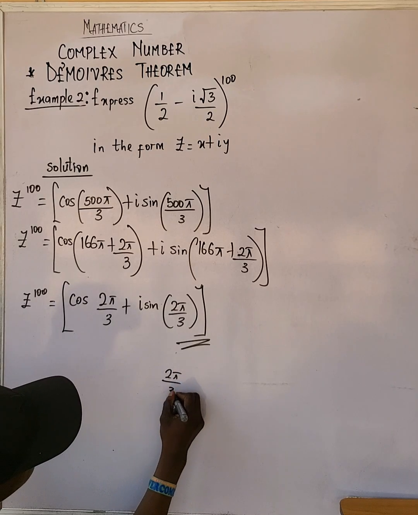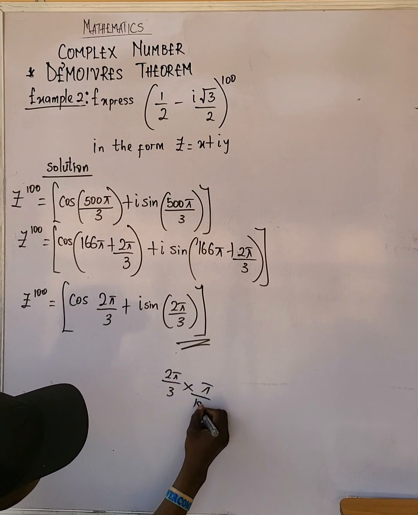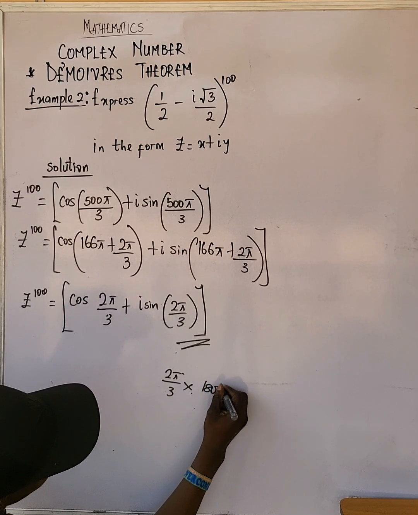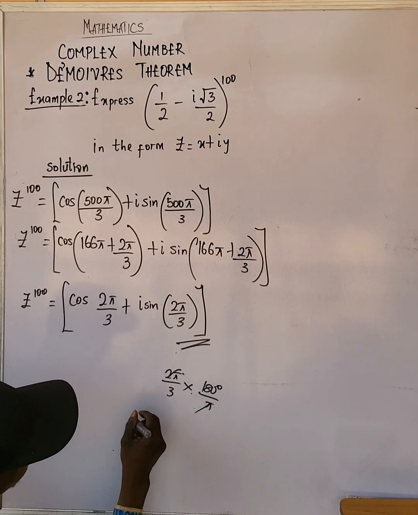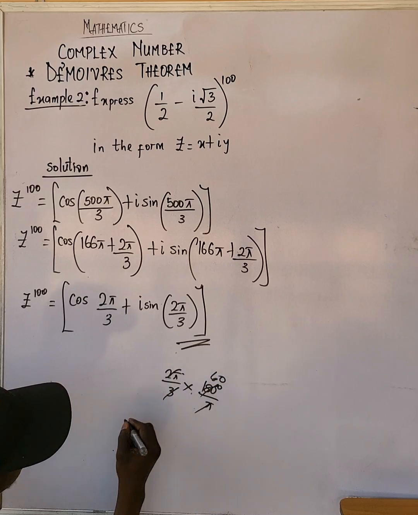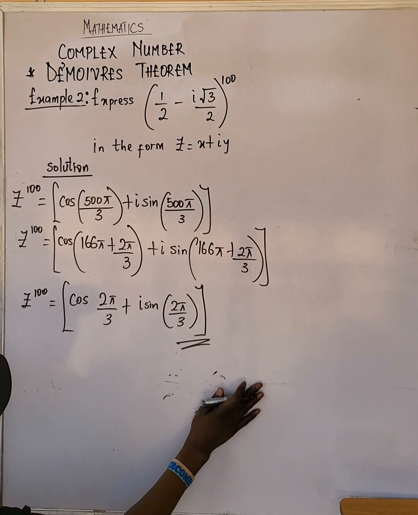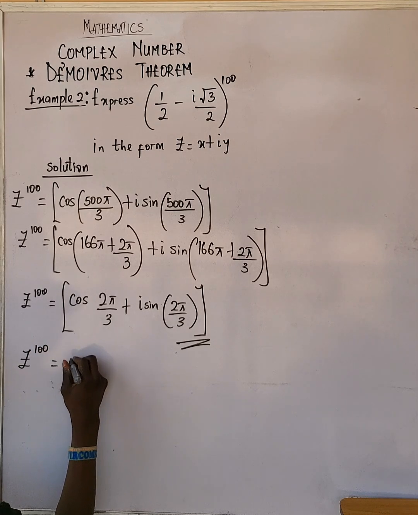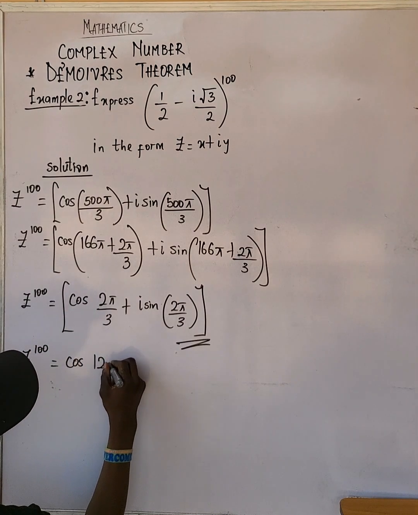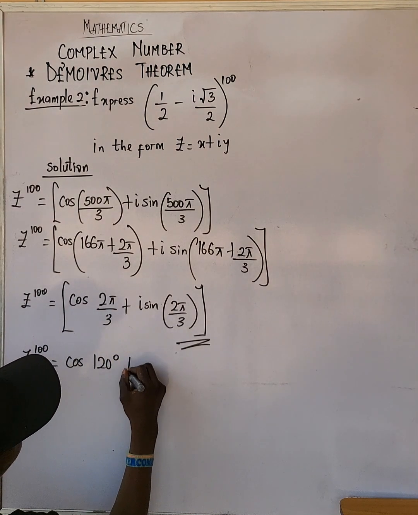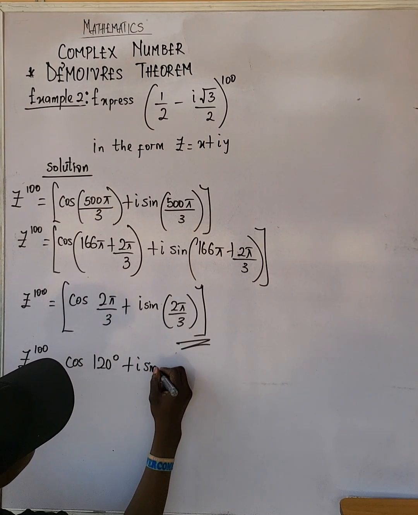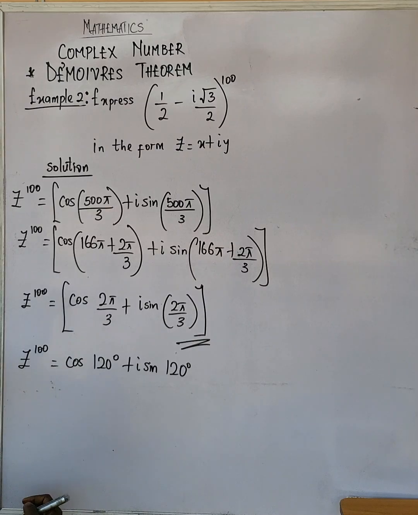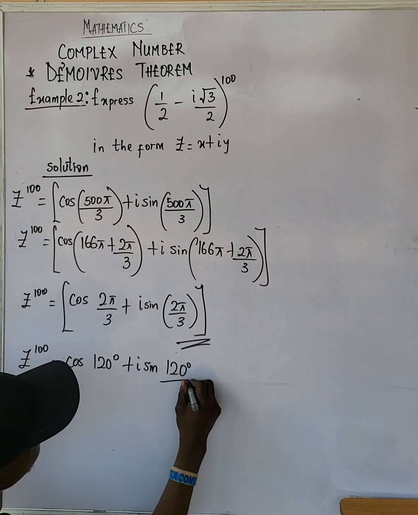2 pi over 3 to degree, that will be pi over 180, right? Sorry, that will be 180 over pi. This cancels this. 3 here is 60, right? 2 times 60 will give us 120. So it means z to the power of 100 equals cos 120 degree plus i sine 120 degree. Do you understand? So this is our answer.